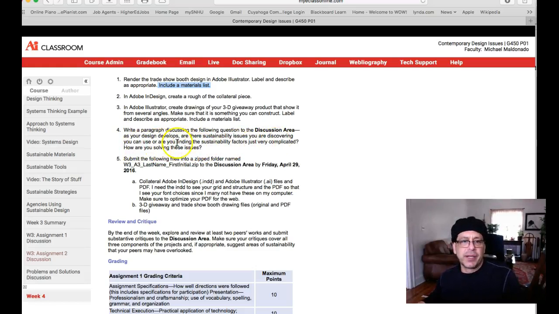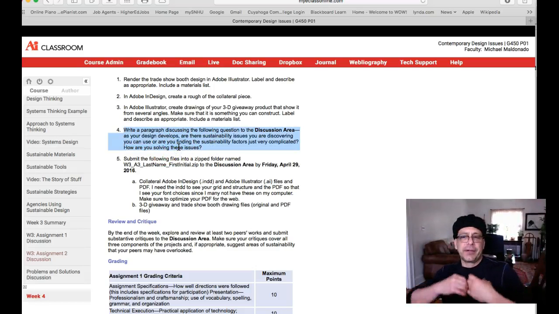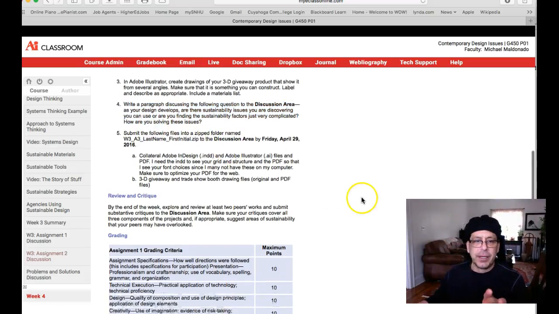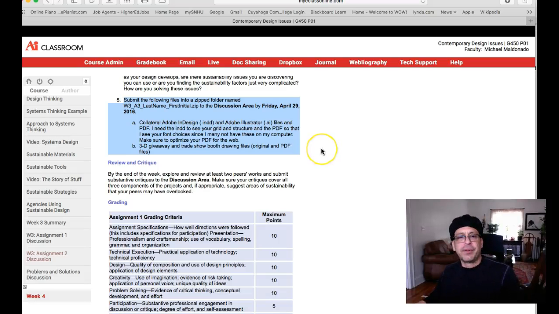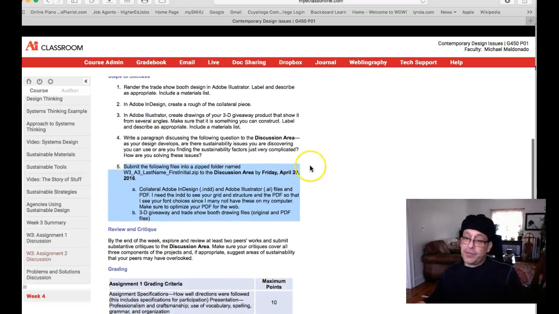Sustainability issues that you are discovering, can you use them in your area, or are you finding sustainability factors just very complicated? Now, how are you solving these issues? Keep this question isolated to your area of your presentation, okay? So instead of answering that on a global level, just define this answer based on your particular presentation and your project, okay? And then you've got your assignment specifications and your assignment submission requirements, okay?